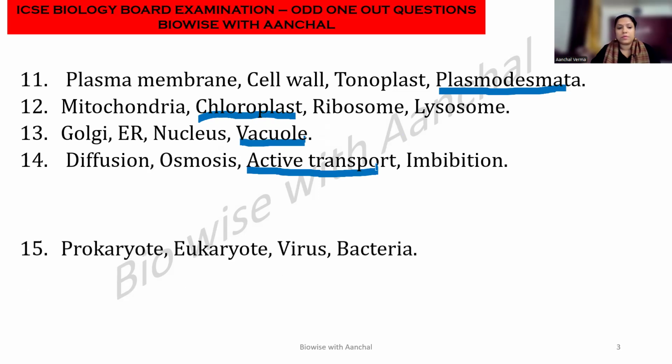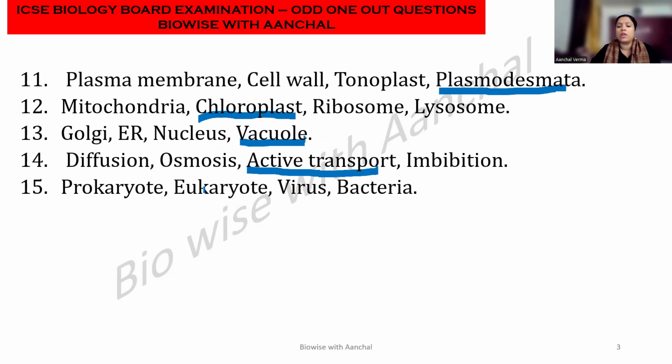Understand properly. Next one is prokaryote, eukaryote, virus, and bacteria. Now here you can have the option as virus because the rest are all cellular structures. But virus itself cannot be a cellular structure. It needs a host to multiply. So it does not have cells and organelles, it only has a capsule and a nucleic acid.